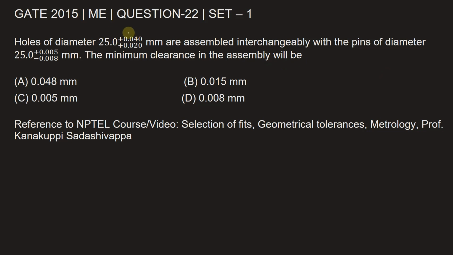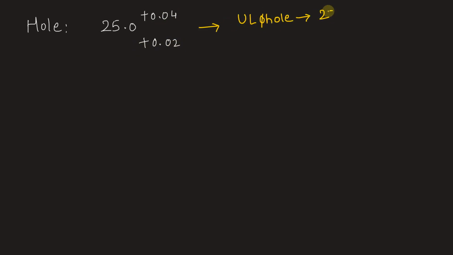So we can first calculate the upper limit for hole and lower limit for hole, and then the upper limit for the pin and lower limit for the pin. Let's do it. So we have for hole, it is given to be diameter 25.0 plus 0.04 and plus 0.02. So we have upper limit of diameter of hole is 25.04 mm and its lower limit is 25.02 mm.